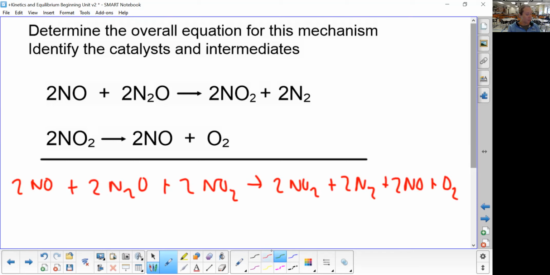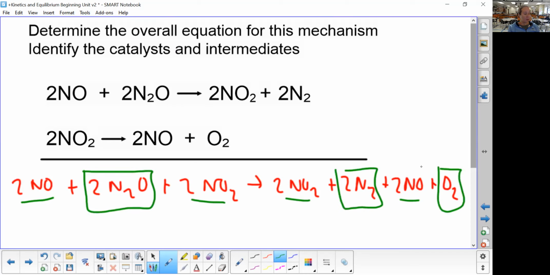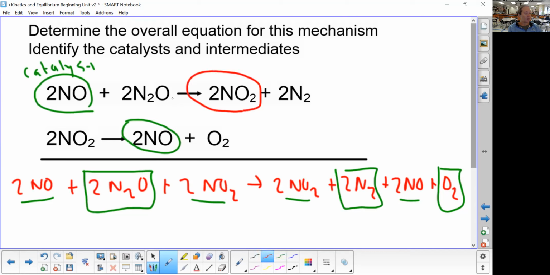And we can look at what cancels. So we've got the 2 NOs on both sides. They're going to go away. NO2s, they're going to go away. And the only thing, the overall reaction is this one. So that would be the overall. And then you can look back at the mechanism to see, okay, this was started and then got reproduced. So that's a catalyst. And this, NO2, was made, but then consumed. So that's an intermediate. And there you go.